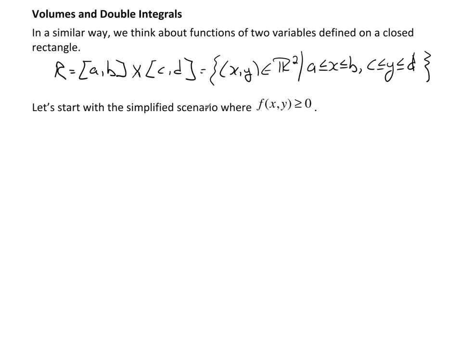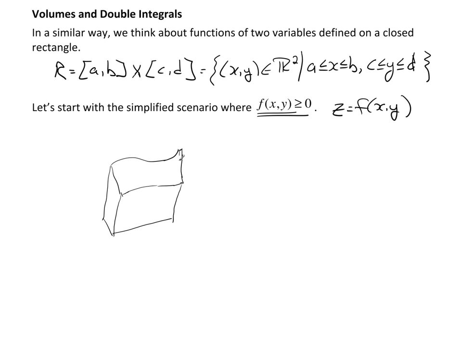So let's start with the very simplified scenario initially where f of x, y is greater than or equal to 0. So the graph of f is a surface in 3 space. So in other words, we're saying that z is equal to f of x, y. So what is this going to look like? If I have some surface here, let me see if I can do a halfway decent job of drawing this. So this is some surface. And I'm going to think in terms of what it's going to look like when I project down to the xy axes.